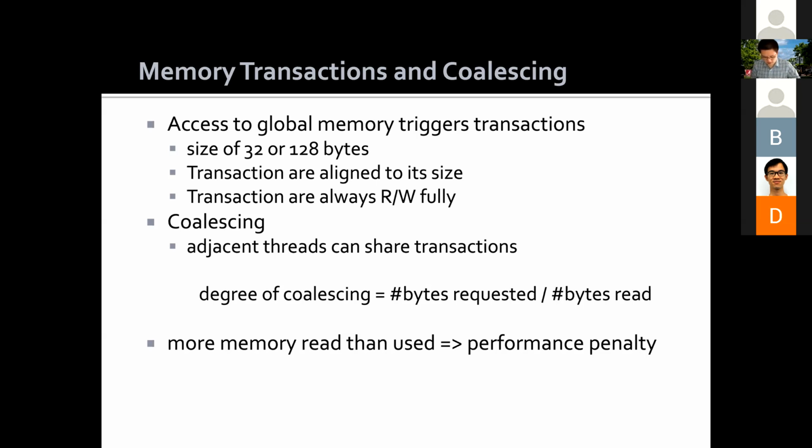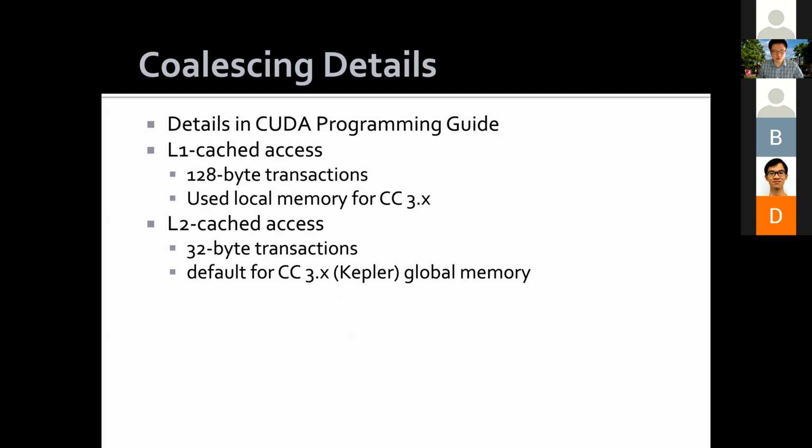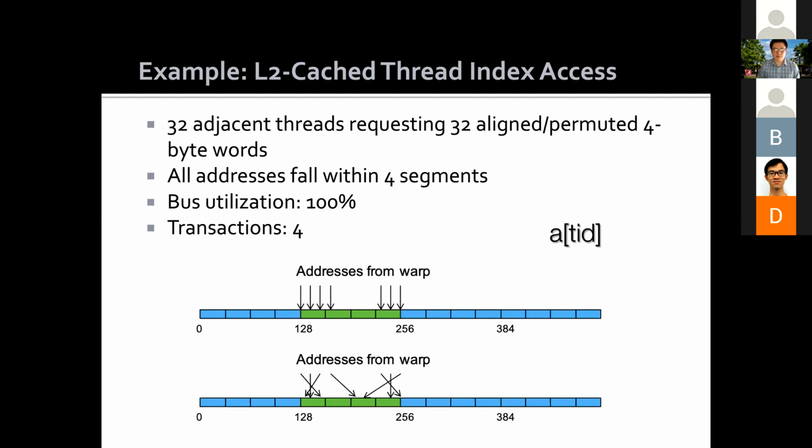This is a very abstract concept, so let me show you a case. For example, 32 threads request 32 aligned or permuted 4-byte words. All addresses fall into 4 segments. So for 32 threads reading aligned 4-byte words, you can think about how many transactions we need to use, based on our assumption that each time you can only read 32 or 128 bytes per transaction.